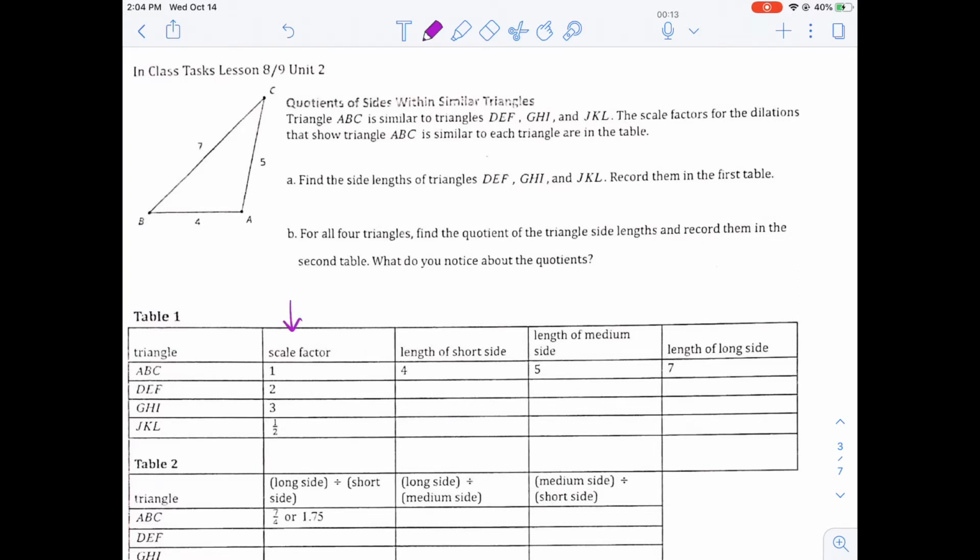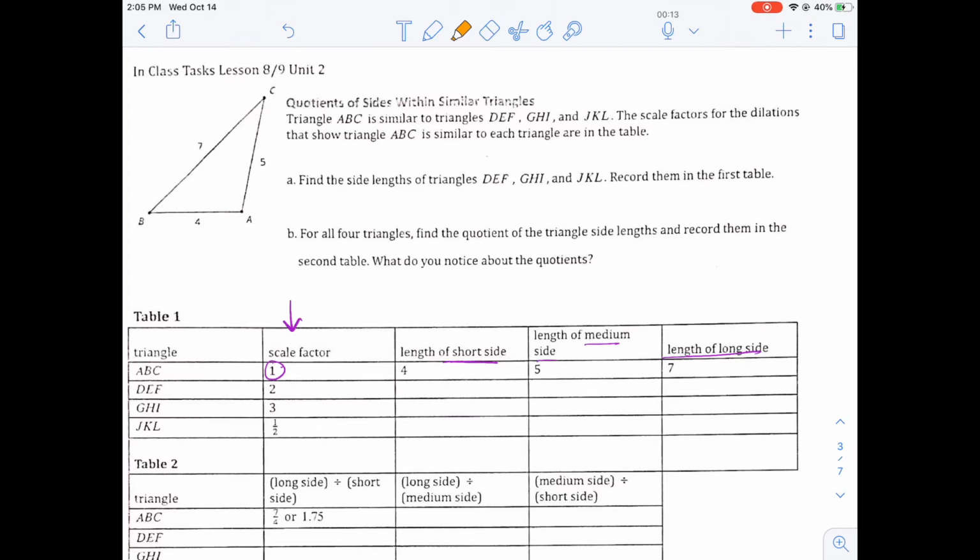So ABC is what we see, and its scale factor is 1. So obviously we multiply it by 1, we get the same thing. It's got our short side labeled as 4, our medium side labeled as 5, and your long side labeled as 7. Now, the thing that you have to remember about triangles, these pieces here are your legs. Your longest side is always across from your biggest angle. That controls the angles.